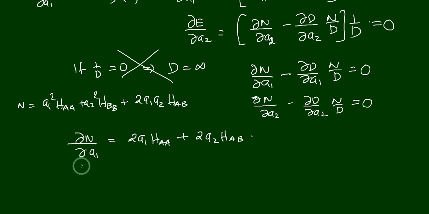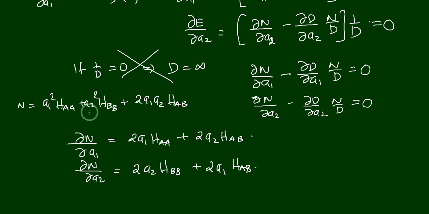And also we can find out ∂n/∂a2. ∂n/∂a2 is equal to 2a2 HBB plus 2a1 HAB. Okay, you may be wondering why, when we are differentiating with respect to a1, the differential of this term is 0. It is because it is a partial differentiation with respect to a1.